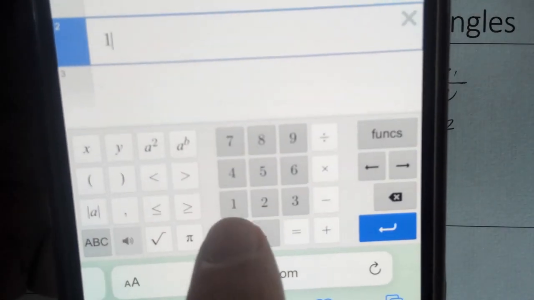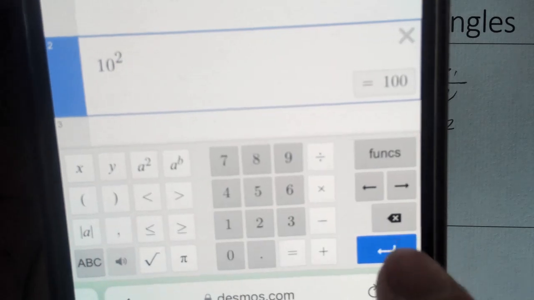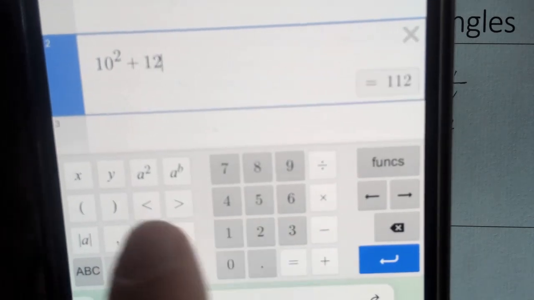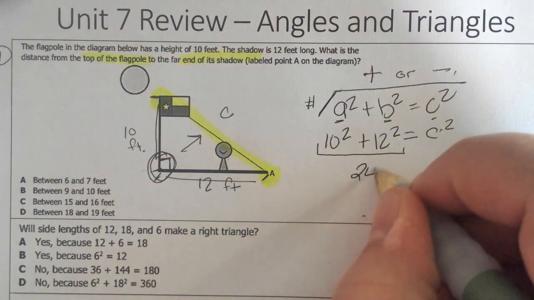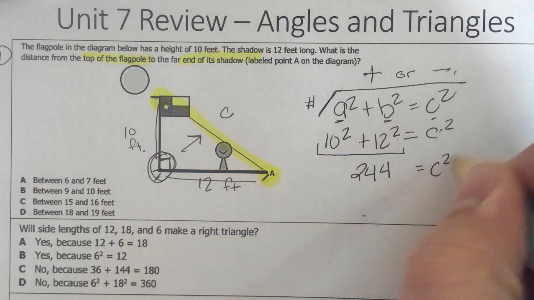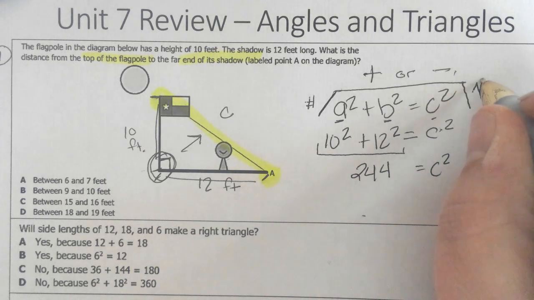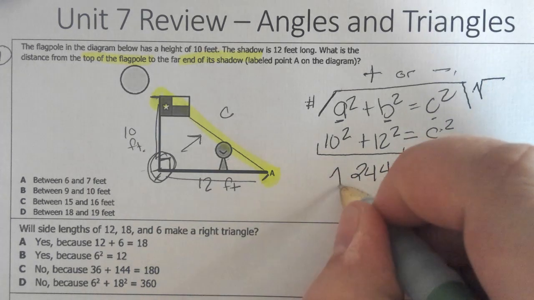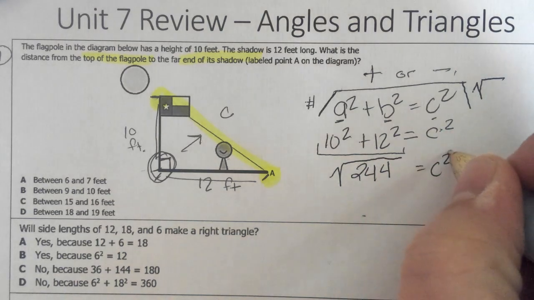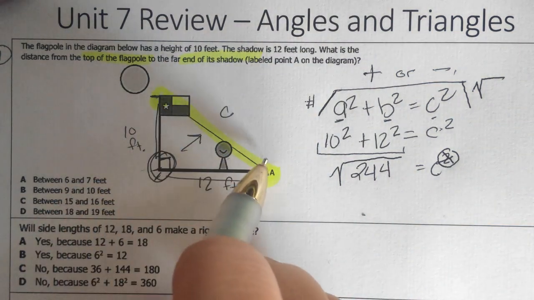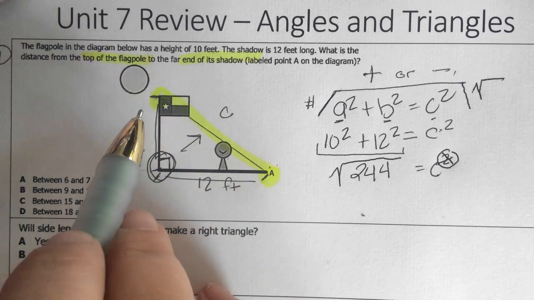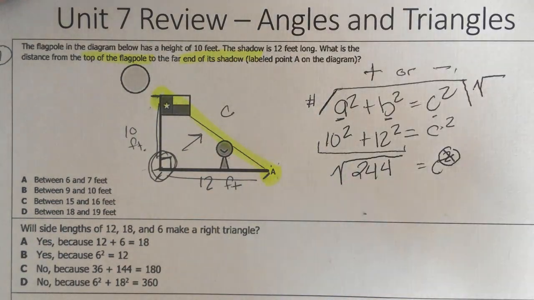Okay, so I need to type in 10 squared plus 12 squared, and we'll get 244. 244 tells us C squared. Usually the last step in Pythagorean theorem is to square root. If you take the square root of one side, that gets rid of the square on the other side. That will leave us with just C, and just C represents the side length from the top of the flagpole to the shadow, which is what we want.